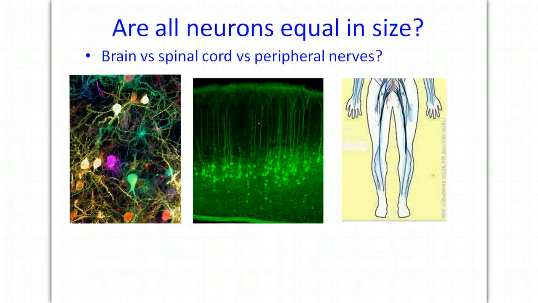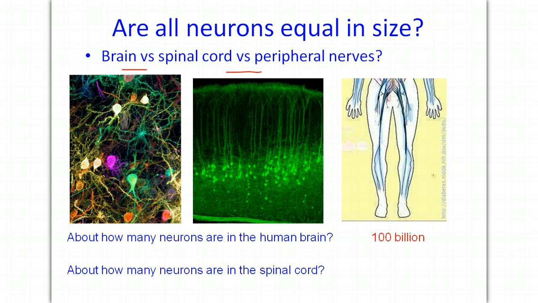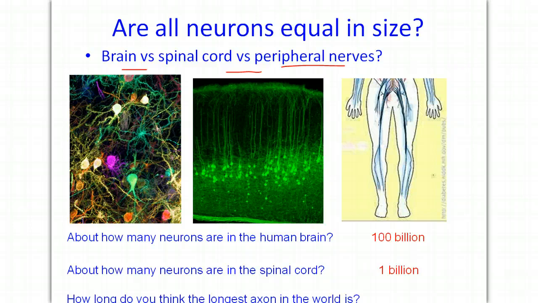All right, so are all neurons equal in size? Well, here we have 3 pictures, and how many neurons are in the human brain? Right here, take a guess. Yep, 100 billion. Here we have the spinal cord, about 1 billion, and in our peripheral nerves, okay, we don't really have a count for that, but they have identified the longest axon in the world, and that is about 15 feet. So I believe that's the one that goes from the toe up to the spinal cord.